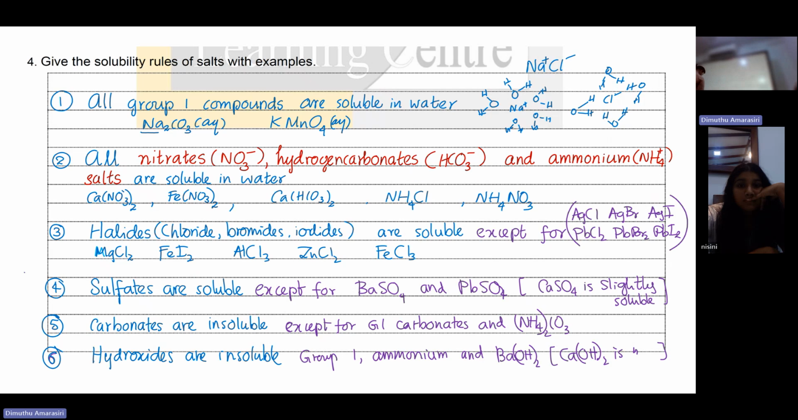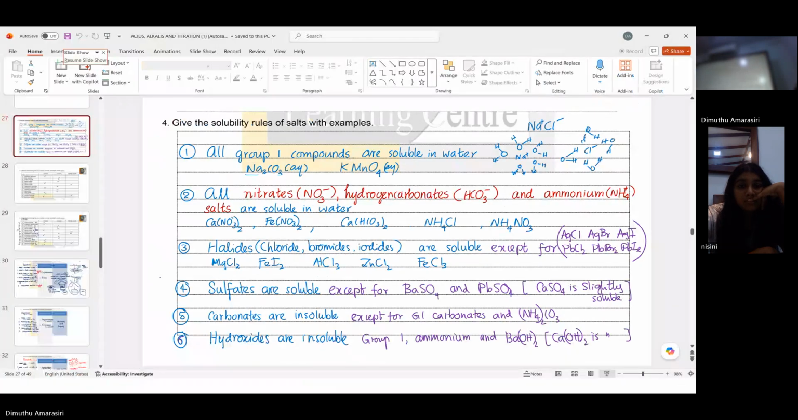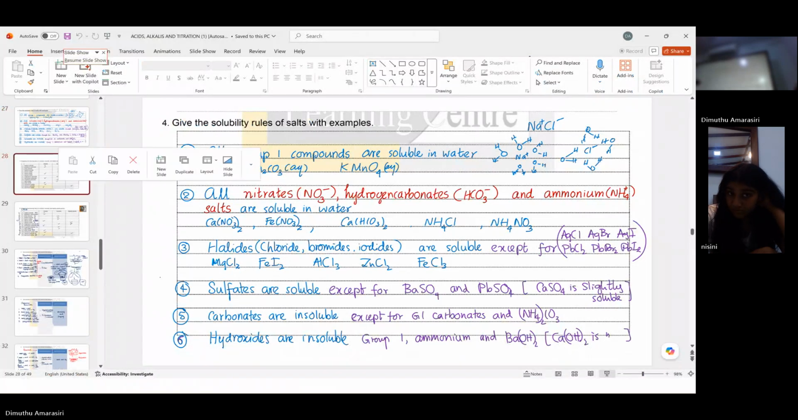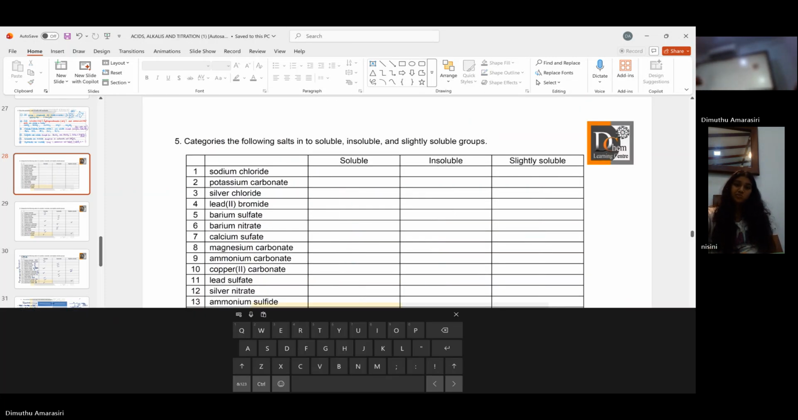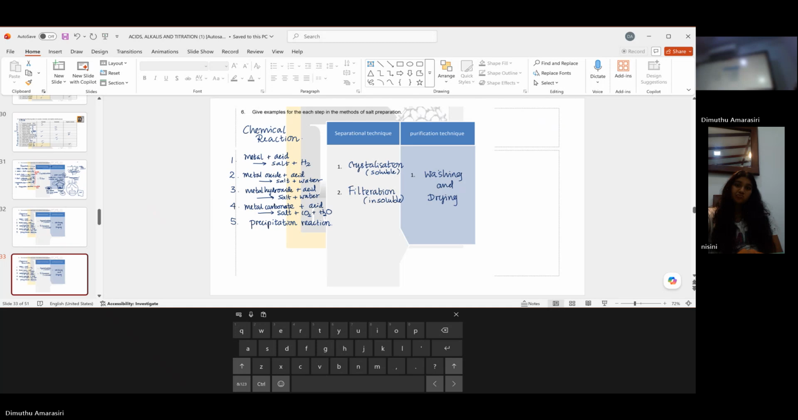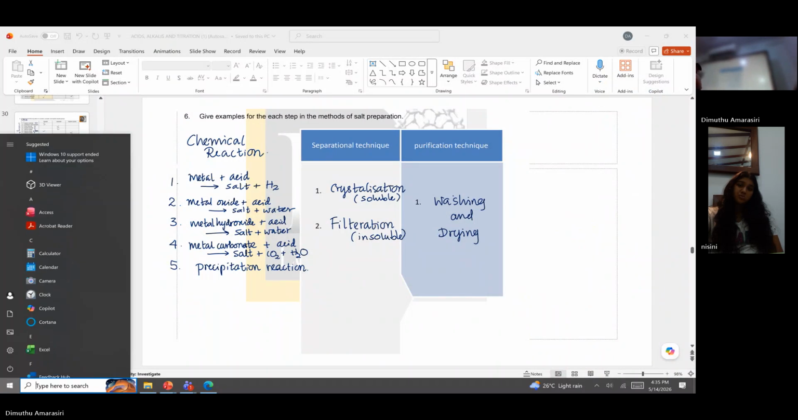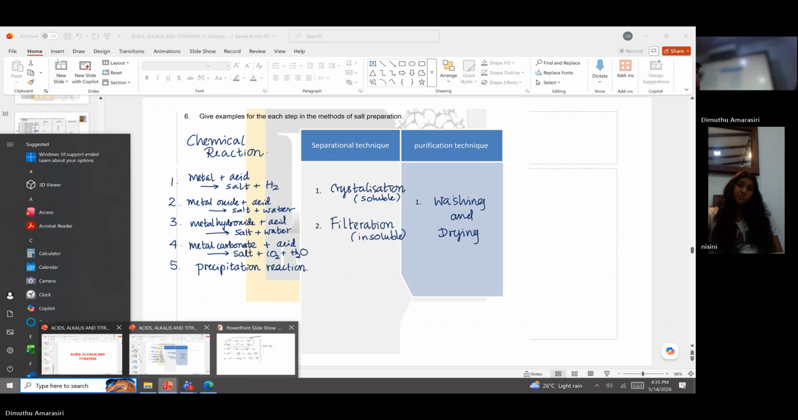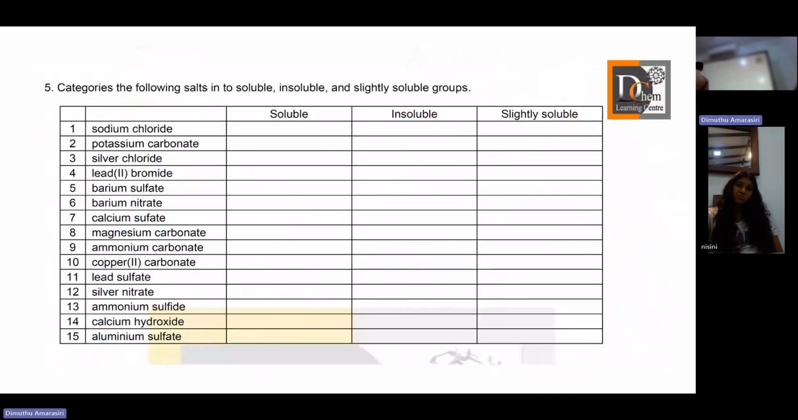It's about this table. Okay, so you do this table as homework and bring it, okay? Like you get everything again here.